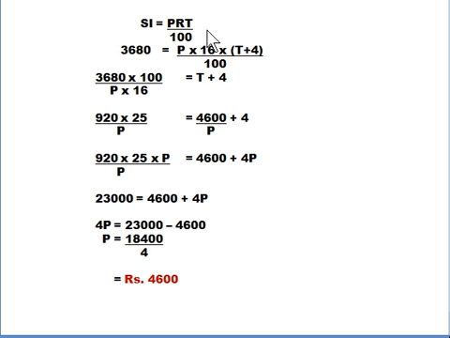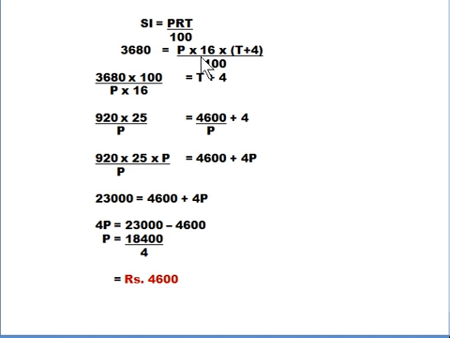Using the same formula, simple interest is equal to PRT by 100. This time simple interest is 3680. On the right side we are going to substitute P into 16 into T plus 4 upon 100. So T plus 4 becomes equal to 3680 into 100 upon P into 16.